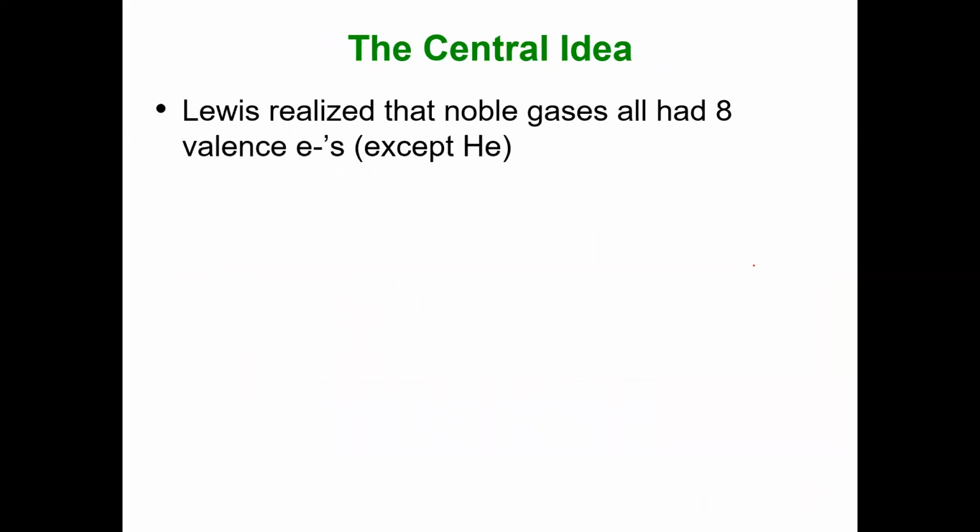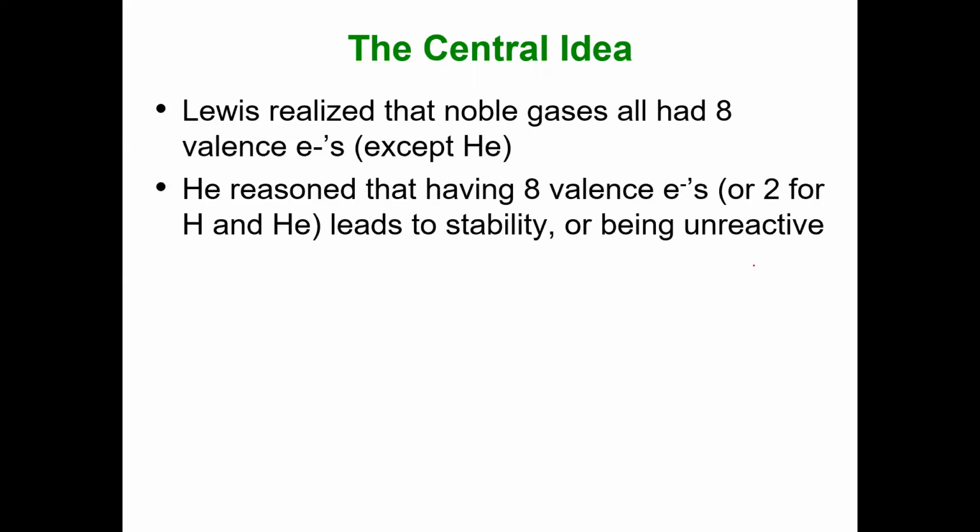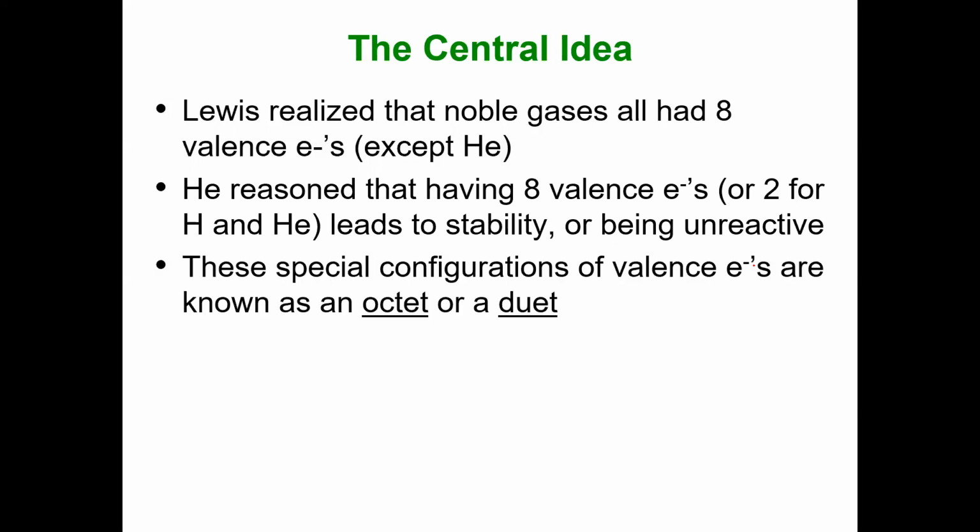So Lewis realized that the noble gases all had 8 valence electrons, except helium, which has 2. But the noble gases are extremely stable. As a result, he reasoned that 8 valence electrons, or an octet, must lead to stability and results in elements being unreactive. So all elements are striving to have this octet. They're willing to lose electrons, gain electrons, or share them to achieve this octet. We use the terms octet and duet for elements like hydrogen and helium that want 2 electrons.